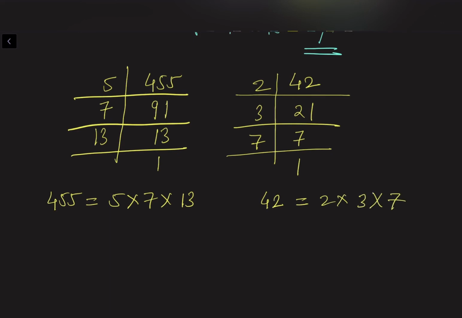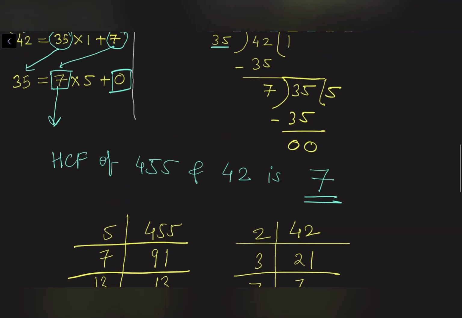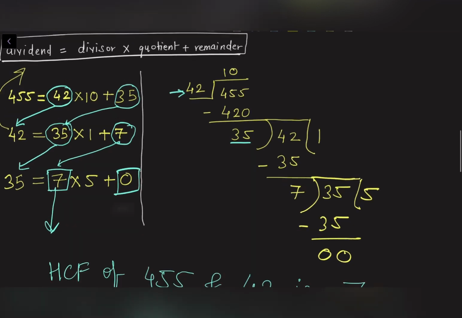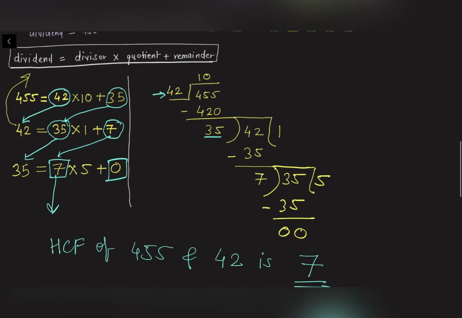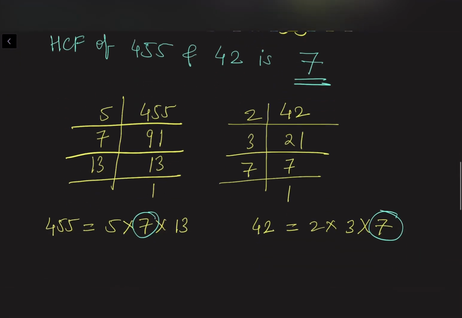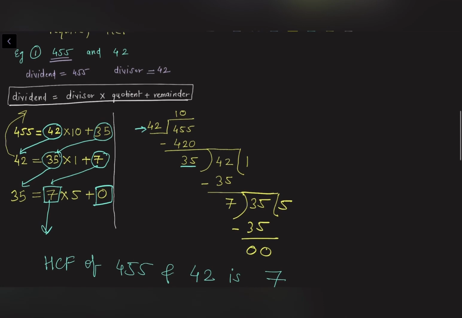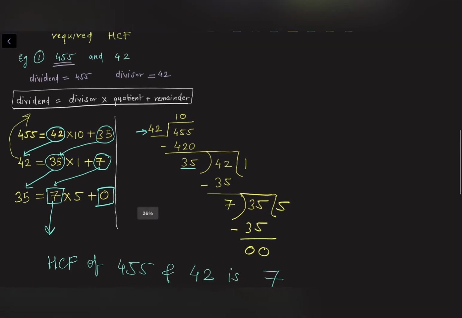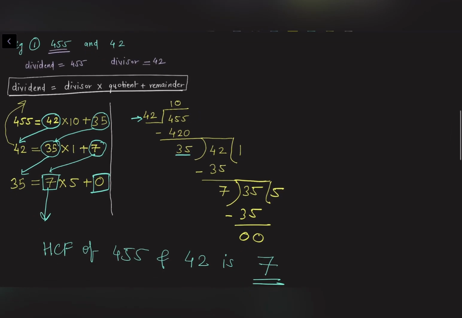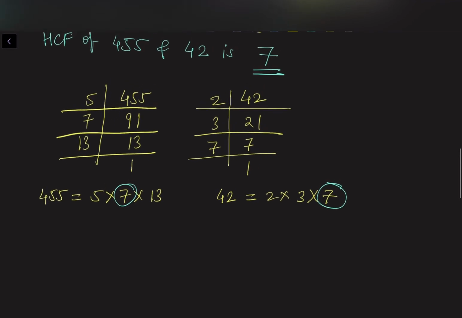So can you spot which is the HCF? Yes, it's 7, right? So that means it is correct. So 7 is the HCF of 455 and 42. Okay, this is what we did for verification. We'll look at one more example. You will understand it better. Okay, so let us do the second example.